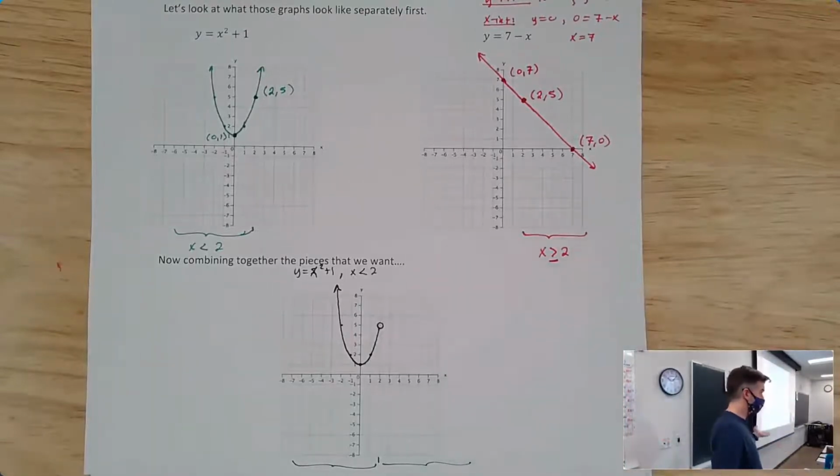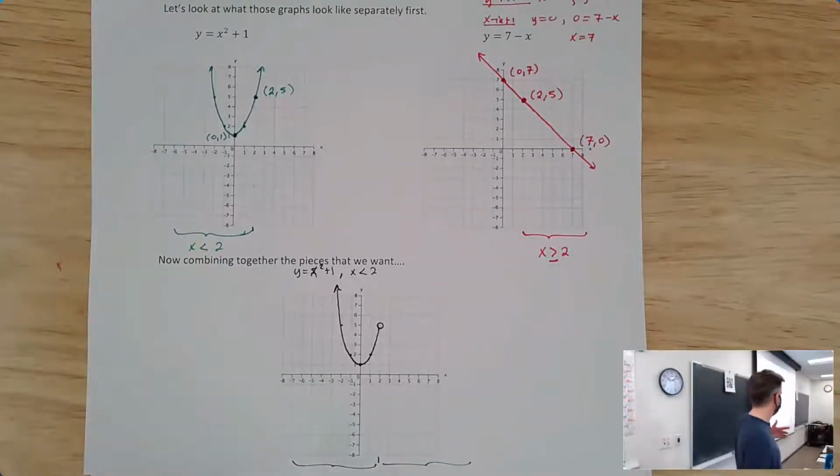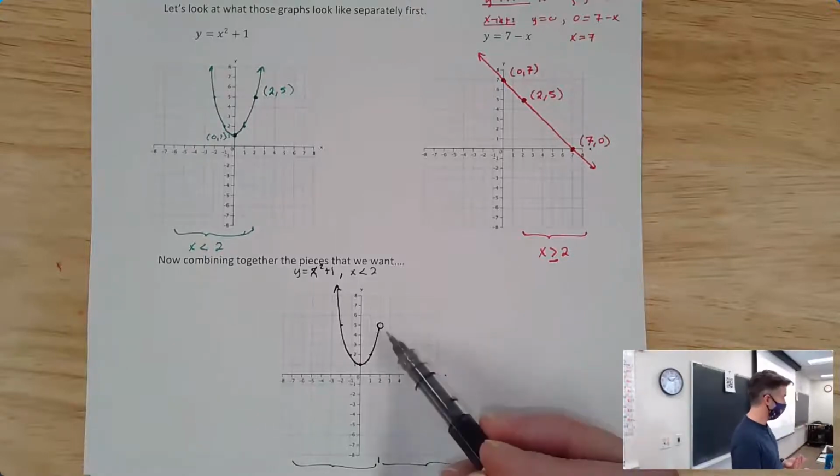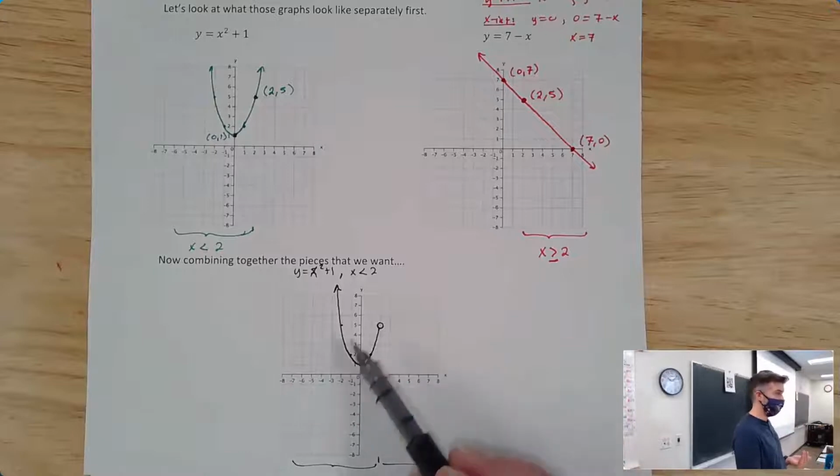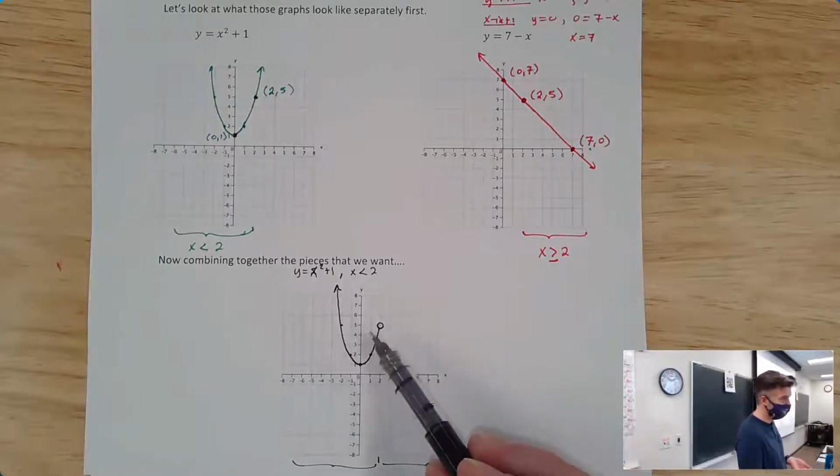So as x gets closer and closer to 2, the y values get closer and closer to 5. x could be 1.9, and y would be 4.61, and x would be 1.9999999, and y would be very, very close to 5. But we actually never get the value (2, 5) on this portion of the piecewise graph. So there's a hole there.